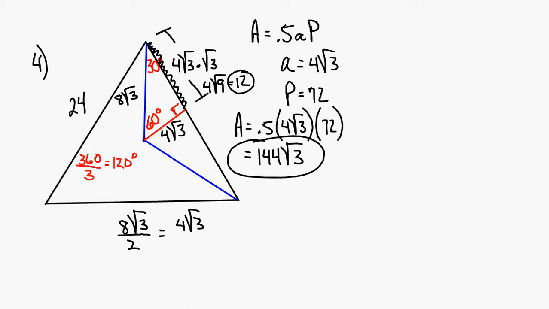Number 5. Number 5 asks you to find the area of the circle. Leave your answer in terms of pi.